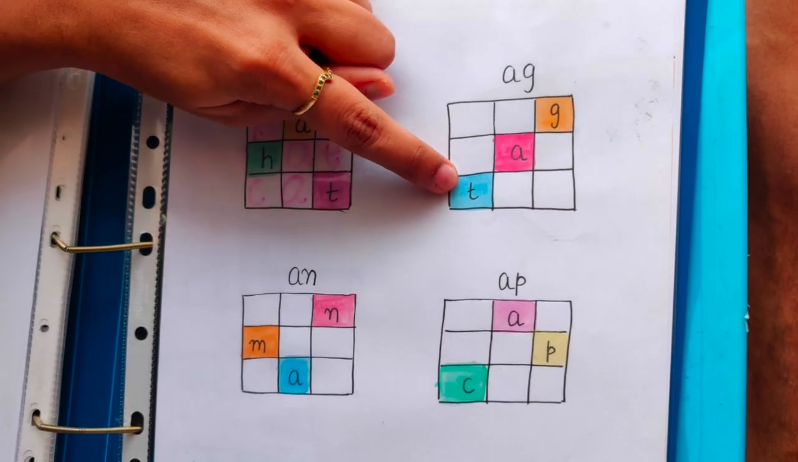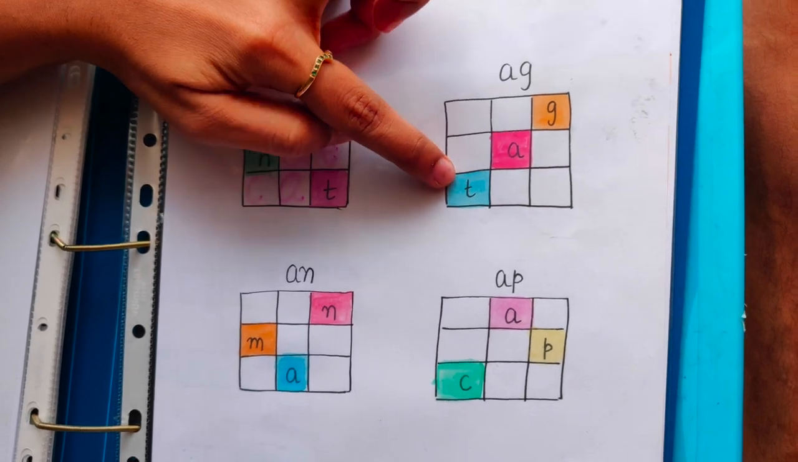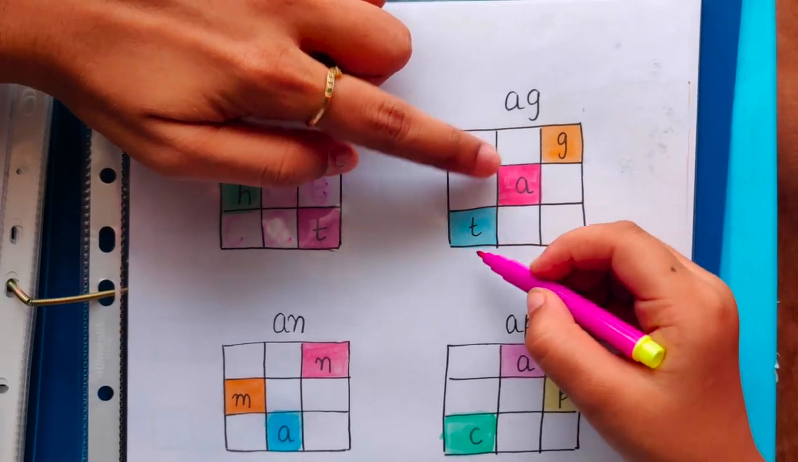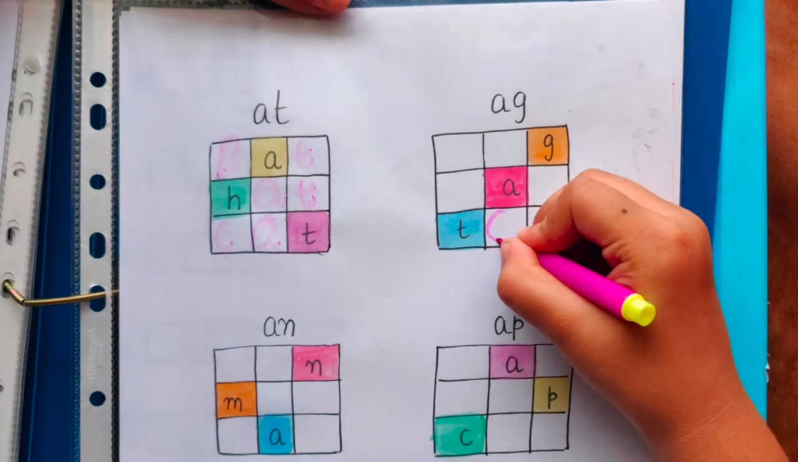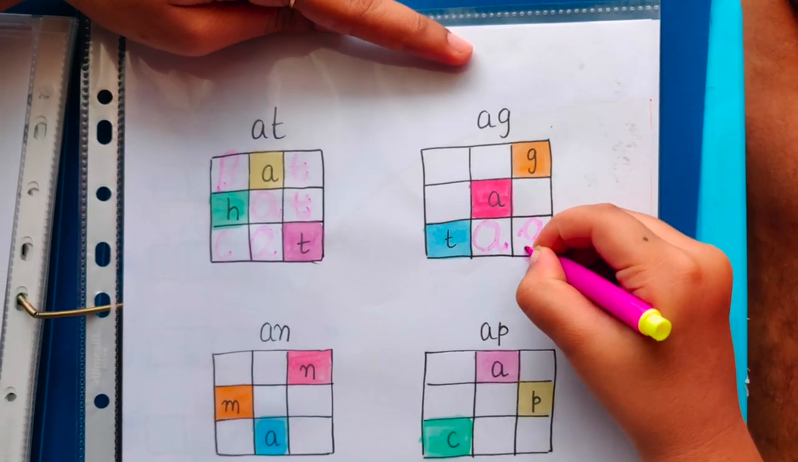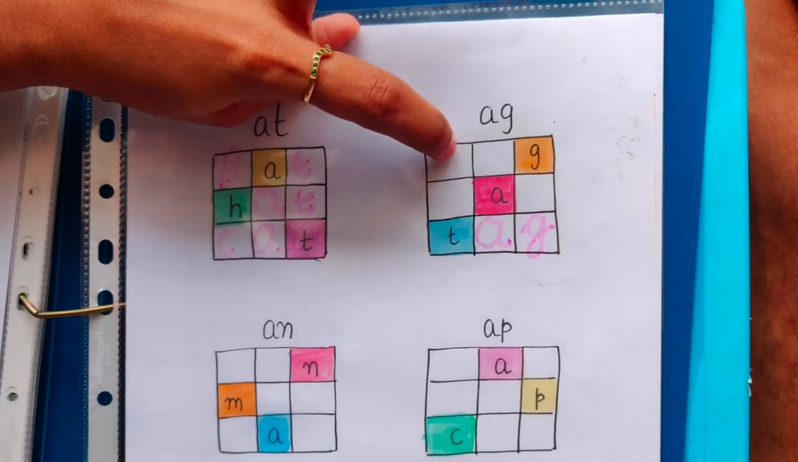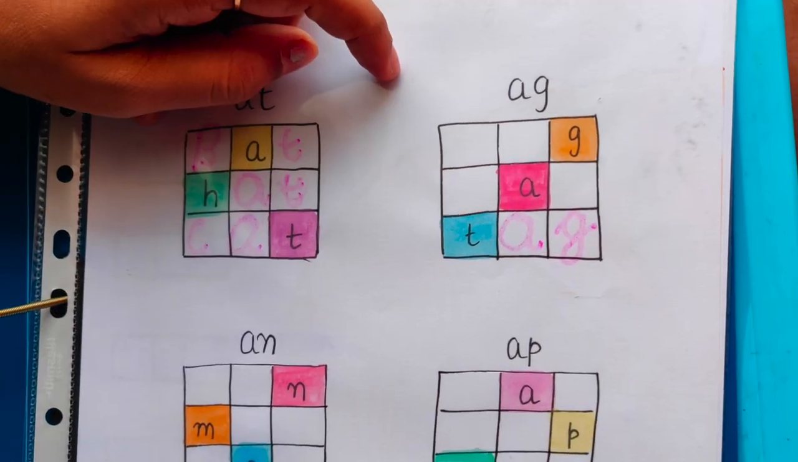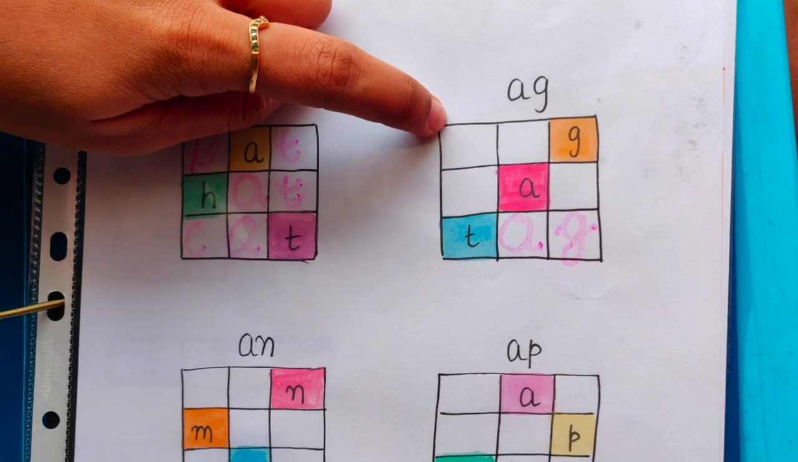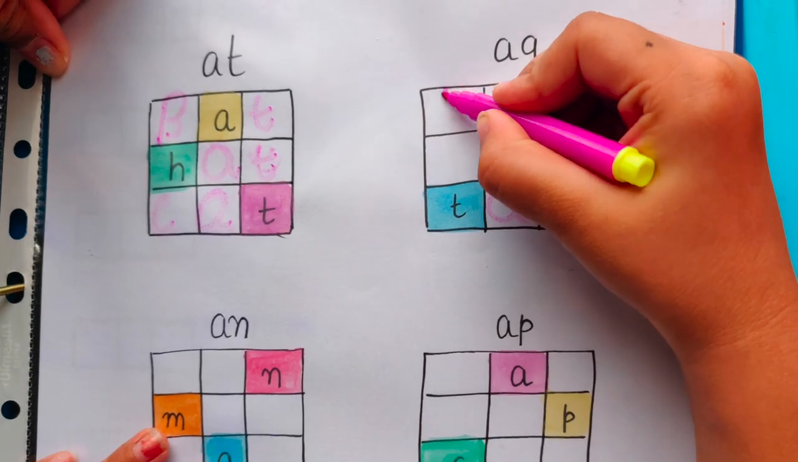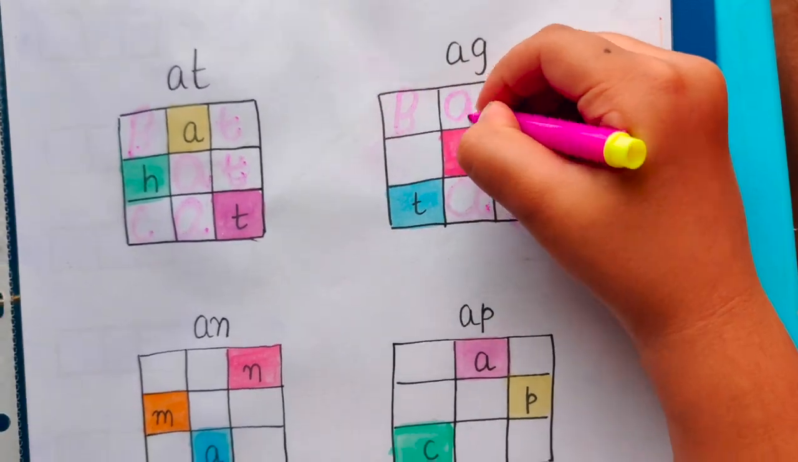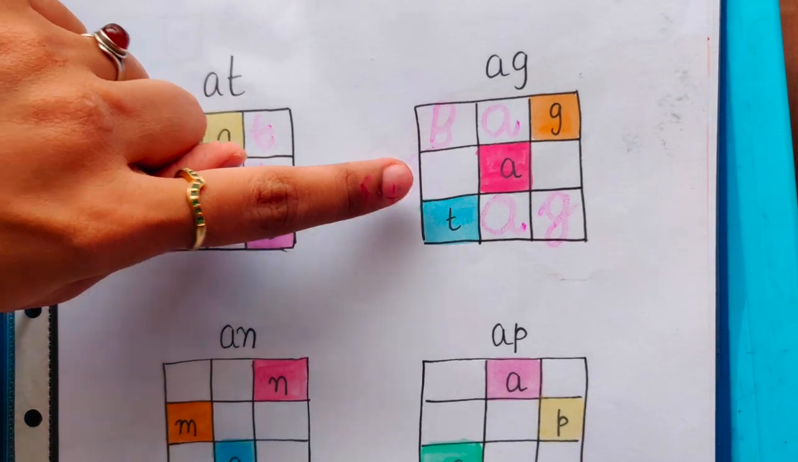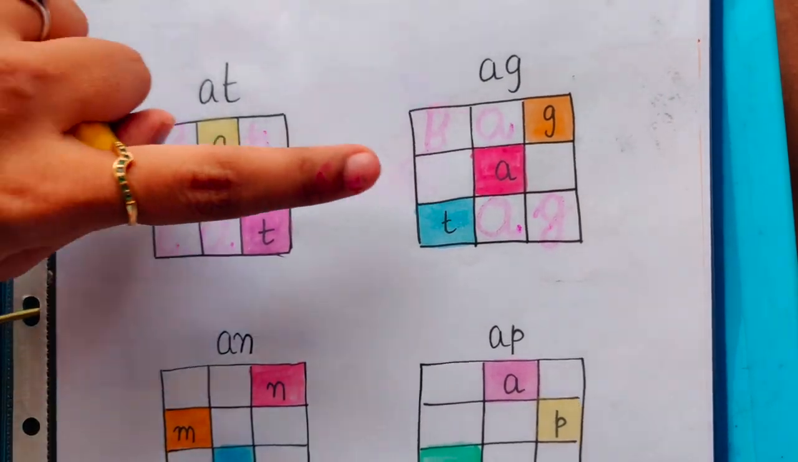Ag. So one word we have to make using tag. Yes. Good. Okay, now tell me two more words for the ag family. Bag. Now one more word. Rag. Now write.